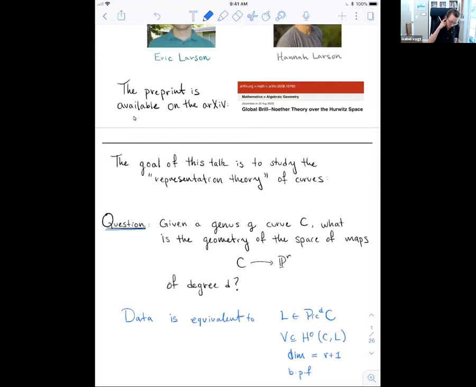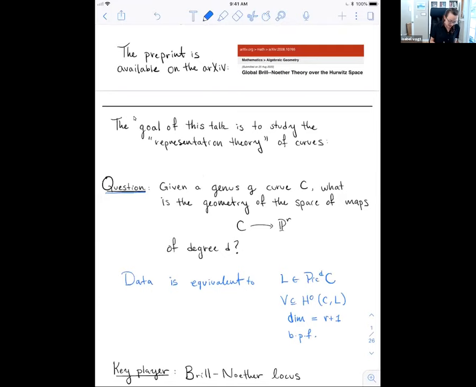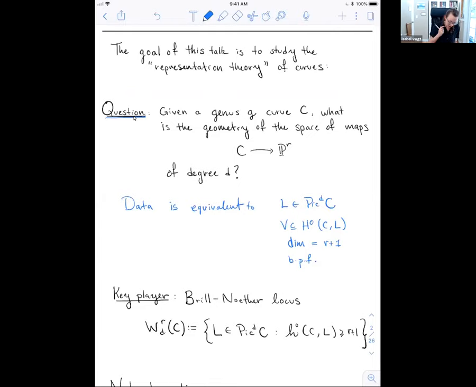So given this, a natural player in the study of maps of curves to projective space are Brill-Noether loci. So this is going to be a locus inside of the Picard variety of the curve attached to two discrete invariants, the degree. So it's going to be loci of line bundles of degree d on the curve and an integer r, which indexes the dimension of the space of sections. So the space of sections of this line bundle has to be at least r plus one dimensional. So by what I just said, these are the line bundles that could give rise to maps from C to P^r of degree d.